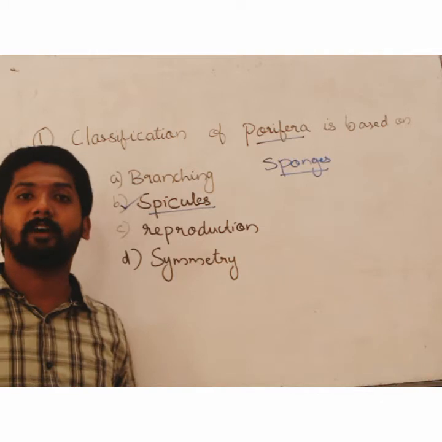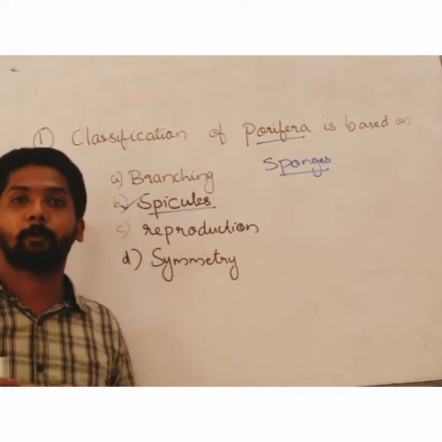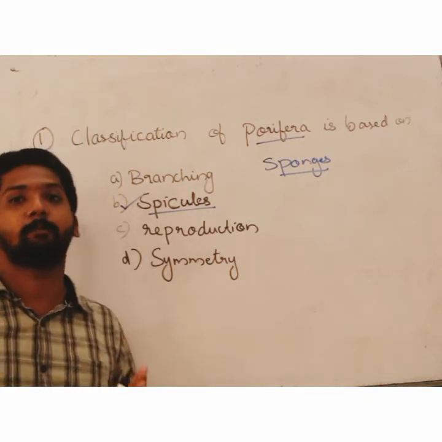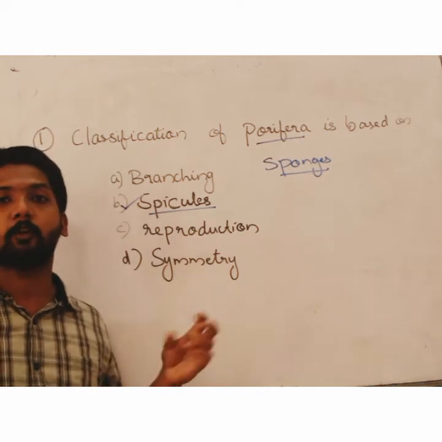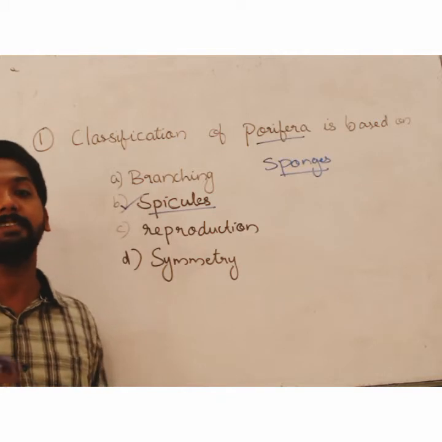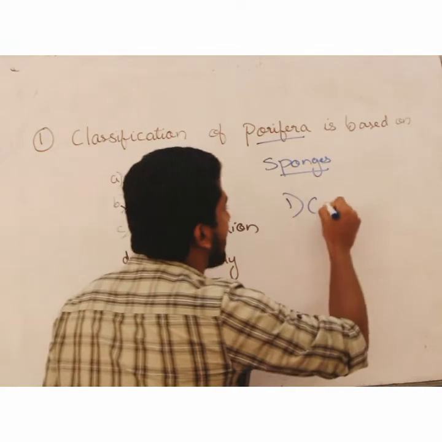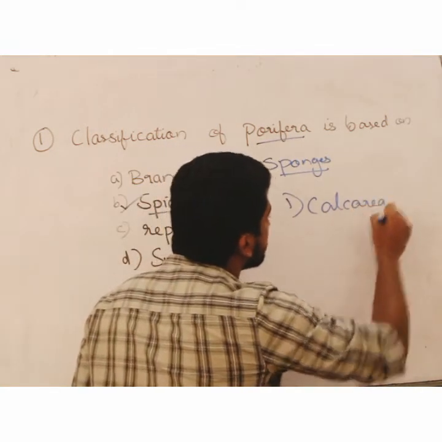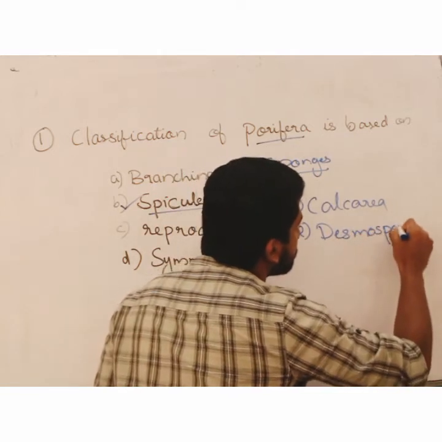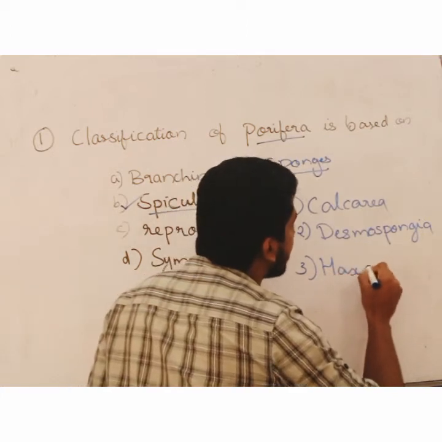Spicules are structural elements present in sponges, meant for protection from predators and also for supporting the body or the shape of the body. Based on the composition of the spicules or the spongin fibers, the phylum Porifera is subdivided into three classes: the first class is Calcarea, the second is Desmospongia, and the third is Hexactinellida.